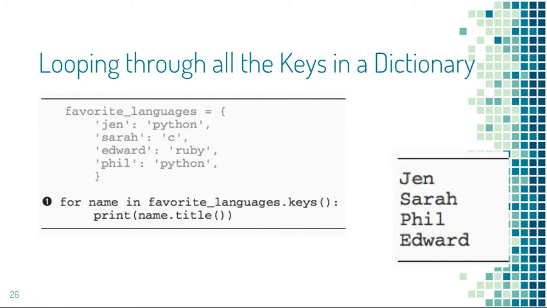The keys() method is useful when you don't need to work with all the values in a dictionary. Let's loop through the favorite languages dictionary and print the names of everyone who took the poll. The line at 1 tells Python to pull all the keys from the dictionary favorite_languages and store them one at a time in the variable name. The output shows the names of everyone who took the poll.